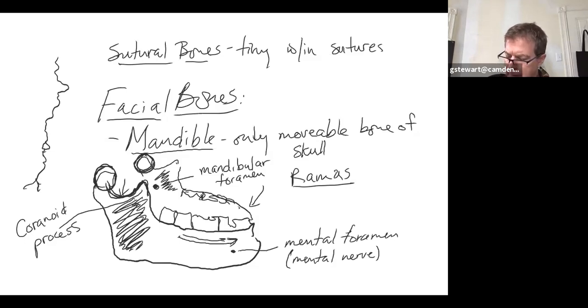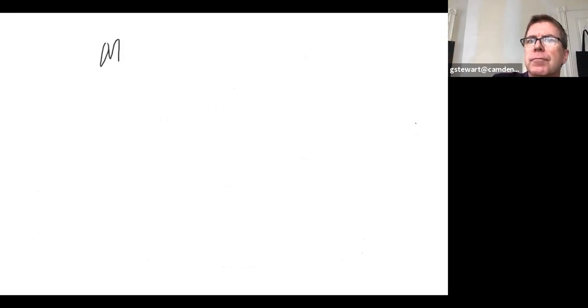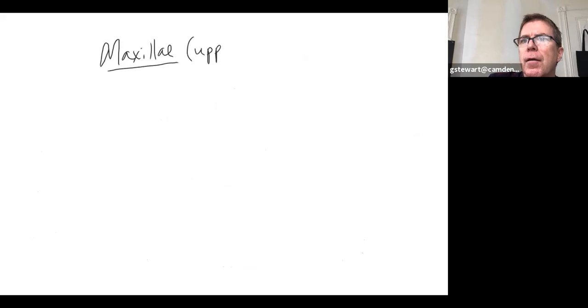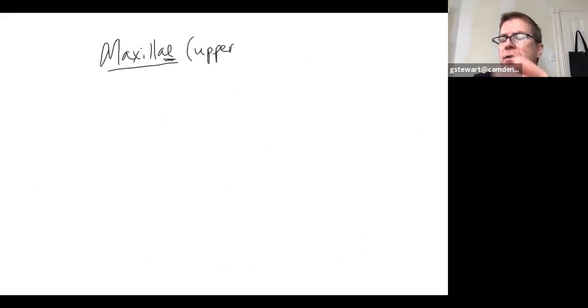Let's go to the maxilla. This is what you and I would call the upper jaw. And the reason I put an E at the end of this is because it's plural. There's actually two bones that are fused together, right and left. And they make up the upper jaw. They fuse prior to birth.